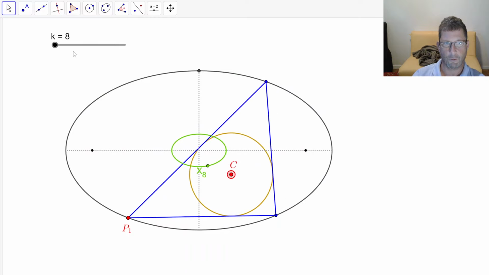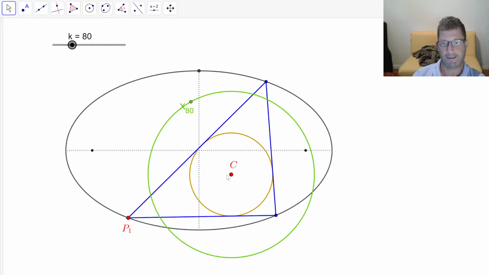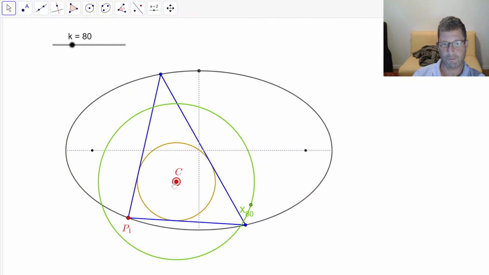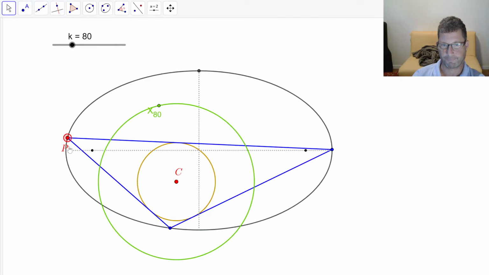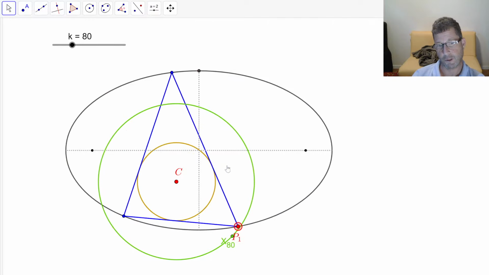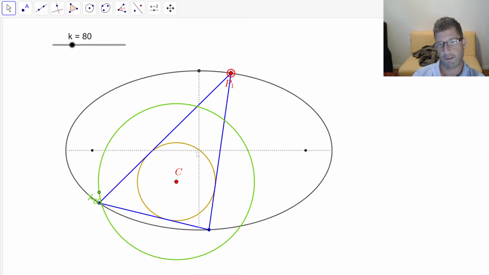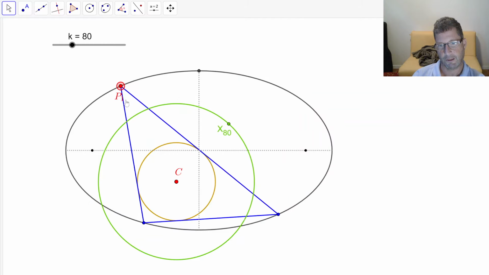Then we got this really cool thing. Looks like the multiples are working here, right? And x80, where you get this concentric circle over Poncelet, twice the radius of C. All right, maybe this is obvious. Maybe x80 is always located on a copy of the incircle that is twice the radius of the incircle. So this is not interesting at all.